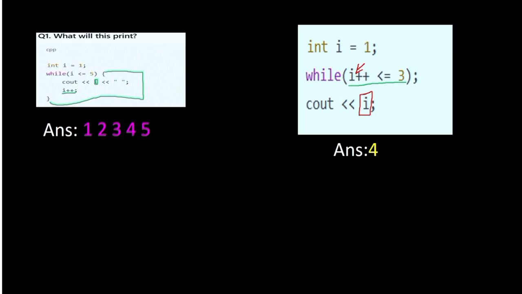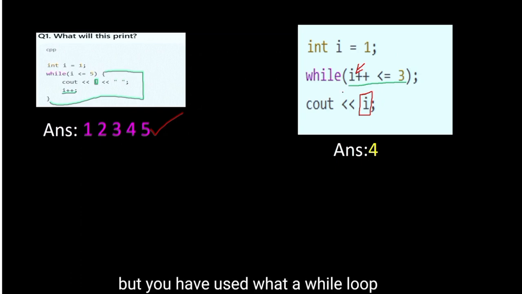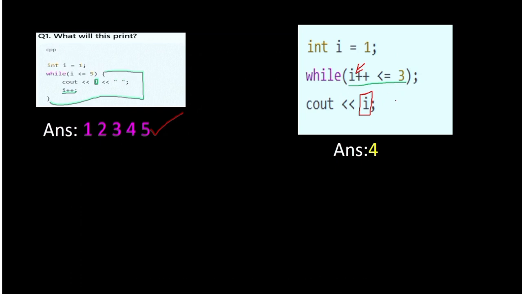In short, when you have a question and you notice that I is inside a loop, then your answer has to be what? In a series like this. When you notice that your question did not have a loop of what? Braces, but you have used what? A while loop, but it is not bearing what? Braces. Okay, then your answer has to be what? Just a single digit.